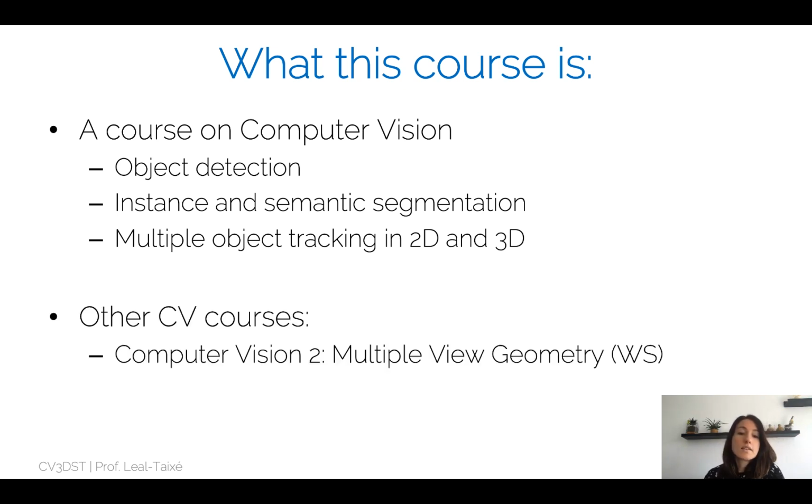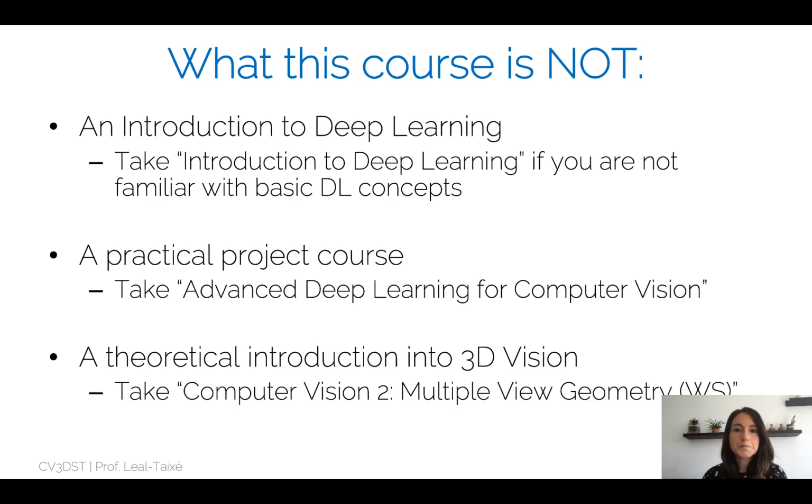Now, what this course is complementary to is other computer vision courses. There's Computer Vision 1 and Computer Vision 2, and I would especially recommend you to take Computer Vision 2, which is related to multiple view geometry, so how to go from the 2D image space to the 3D world coordinates.